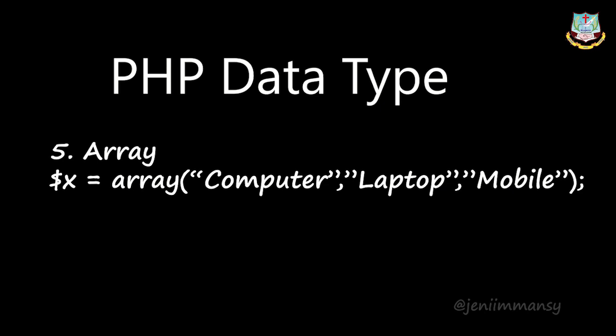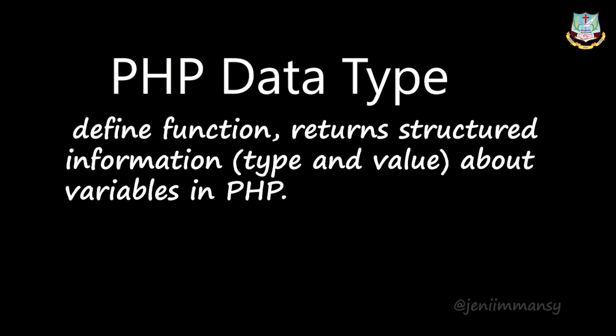Next one is var_dump. This function is used to dump the information about a variable. It displays structured information such as the type and value of the given variable. Here, arrays and objects are explored recursively with indented values to show the structure.